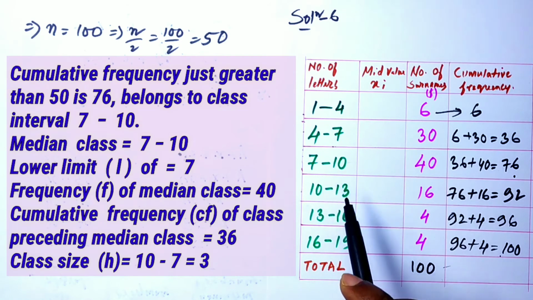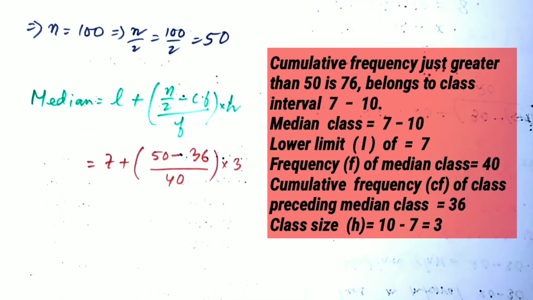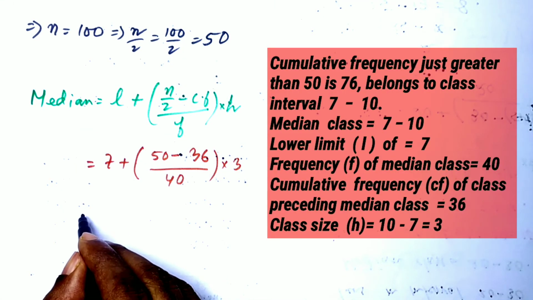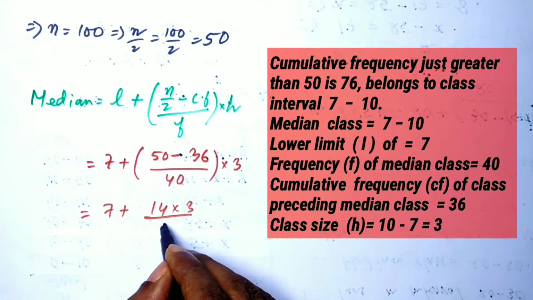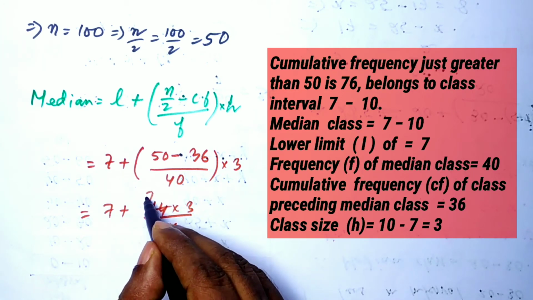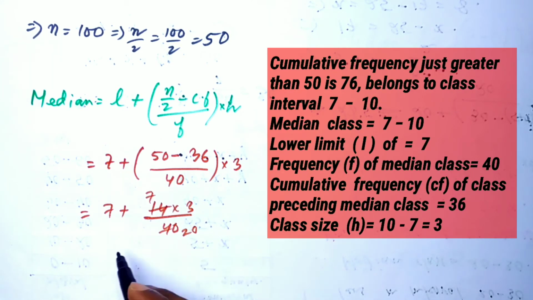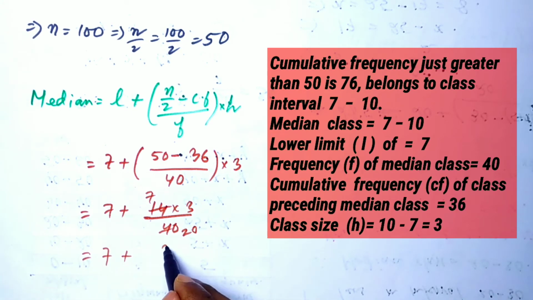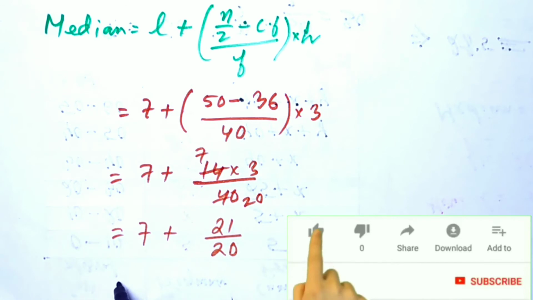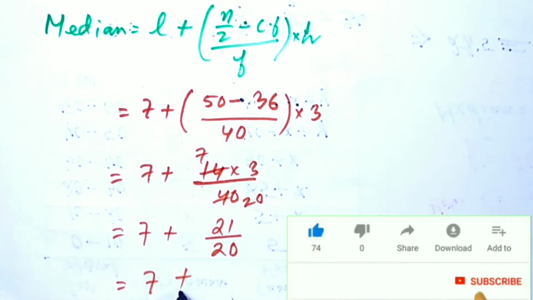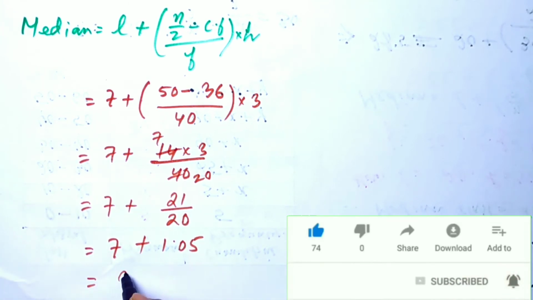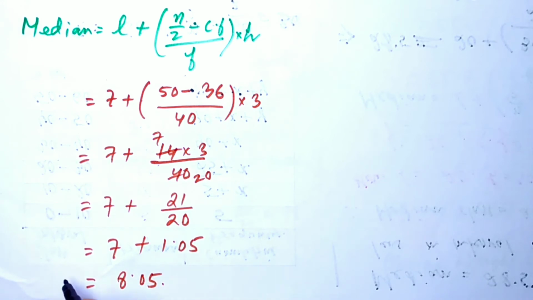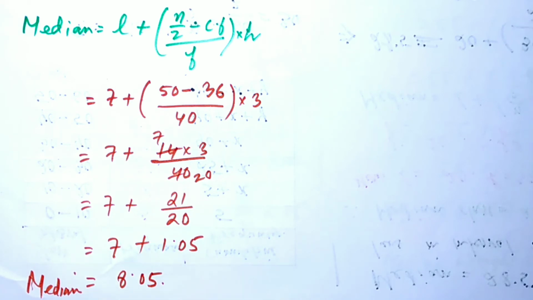So let us put this value in the formula and calculate it. We have substituted the value and let us calculate now. 50 minus 36, 14, into 3 divided by 40. 2 7s are 14, 2 20s are 40. So we have 7 plus 7 3s are 21 divided by 20. If we divide this 21 by 20, we get 1.05. So the total of these two is 8.05, which is our median. Now let us calculate the mean.